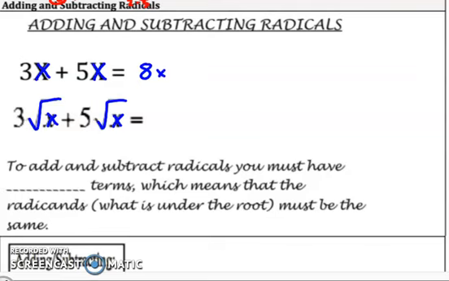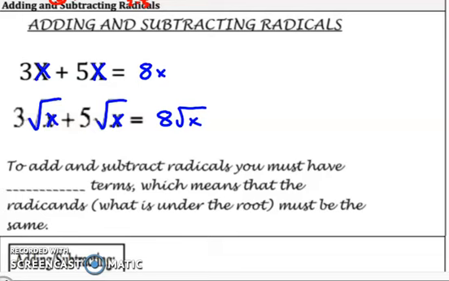So as long as they're both a square root with exactly the same stuff underneath the square root, we can say that this is 8 times the square root of x. Okay? The square roots have to be a perfect match, but then you're able to add or subtract the numbers in front of the square root. We wouldn't change anything underneath the square root, just like we didn't change the x in the first problem.